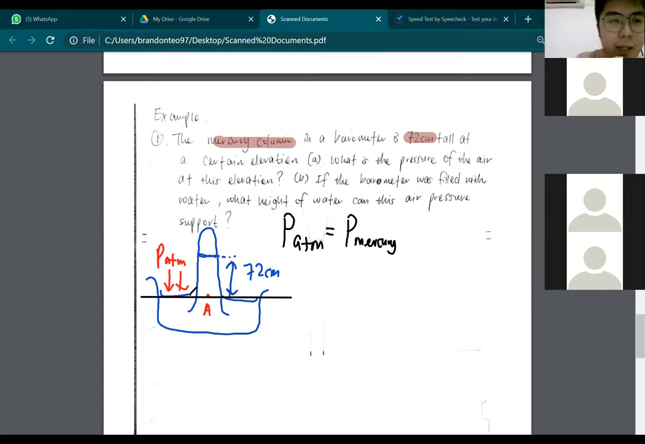Okay, and point A must be at the same level as the surface of the mercury. So from here, I can write PATM equals h rho g, right? Because pressure of liquid is h rho g. So PATM is what we want to find, right? Now, PATM is not 1 times 10 to the power of 5 Pascal in this case, because the question didn't mention it is standard atmospheric. It just asks you to find the pressure of the surrounding, right? So PATM is an unknown. You want to find this one. So it equals the height of the mercury, 72 cm, right?